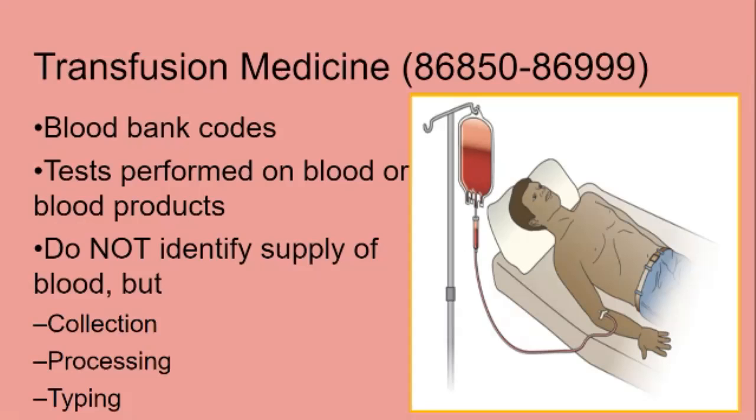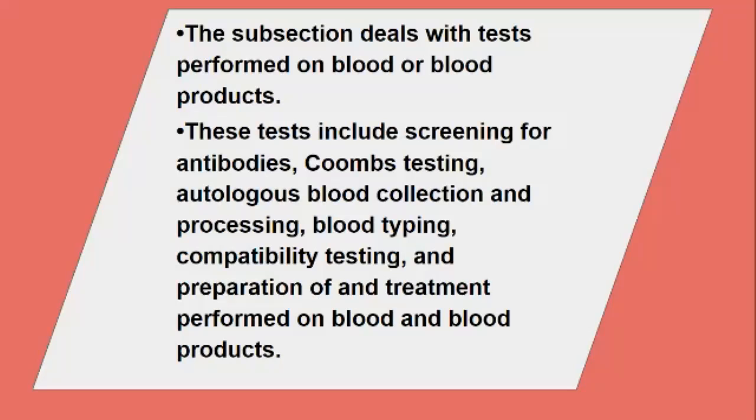So next we're going to talk about transfusion medication, 86850 through 86999. The subsection deals with tests performed on blood or blood products. These tests include screening for antibodies, Coombs testing, autologous blood collection and processing, blood typing, compatibility testing, and preparation of and treatment performed on blood and blood products. And that is what I just read.